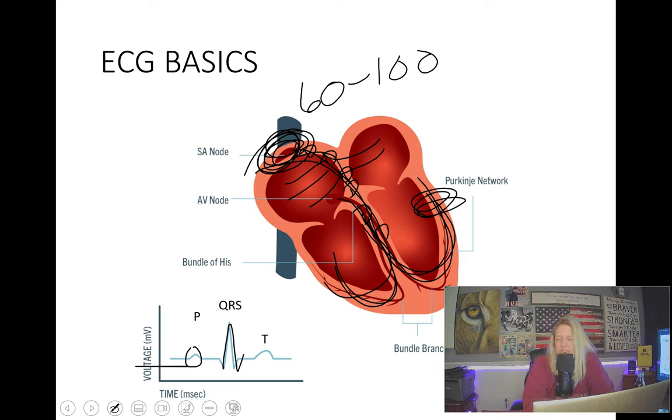Atrial rhythms start somewhere in the atria, but not the sinus node, like atrial fibrillation and atrial flutter. And if you look at Google atrial fibrillation, atrial flutter, they don't have upright P waves. That's not what they are, not normal ones anyway. They look completely different, but they're atrial rhythms. They do have a narrow QRS, but the P wave is not upright.